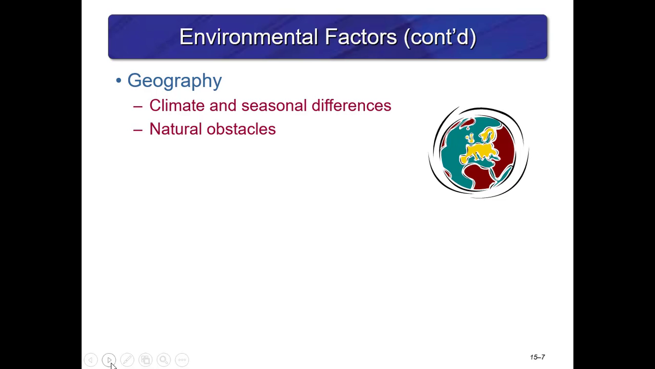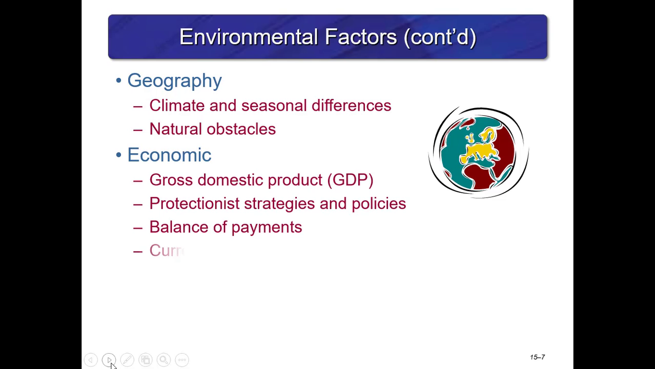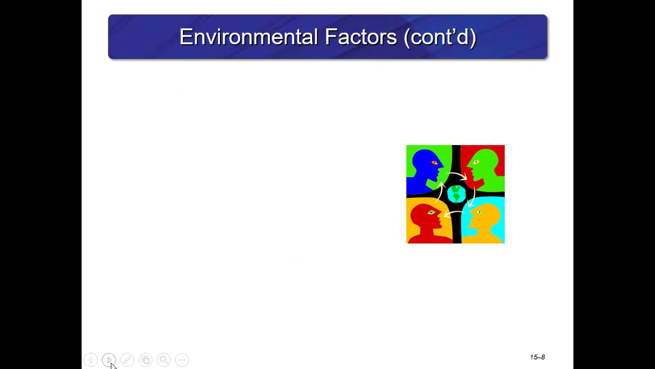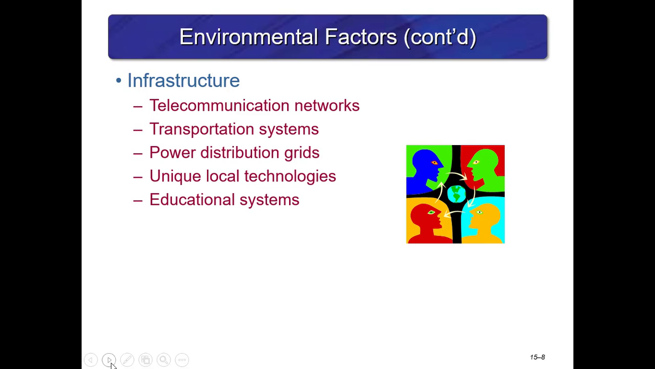So the geographical issues could be climate and seasonal differences, living in a place where you're not accustomed to the weather, some natural obstacles. There could be economic factors with the country itself, protectionist strategies, balances of payments, local labor force issues. Dealing with infrastructure, telecommunication, transportation system, power grids, unique technologies, educational systems.